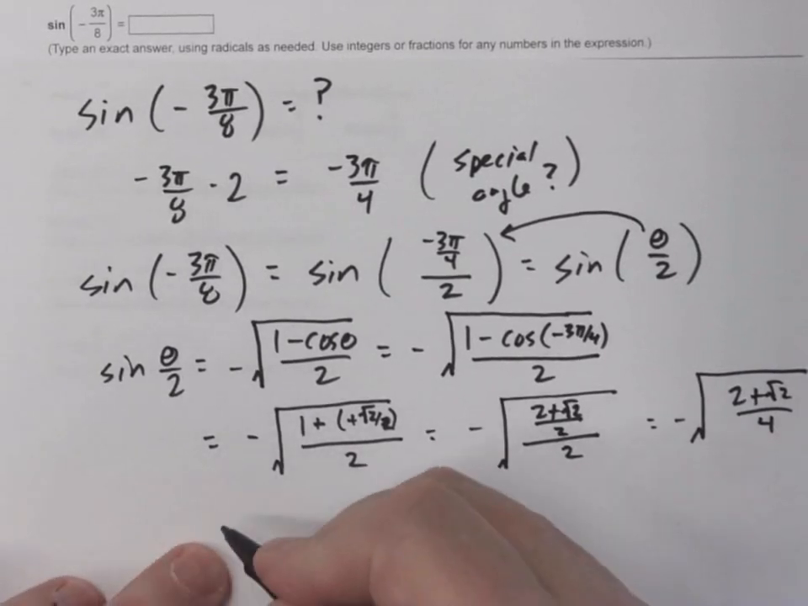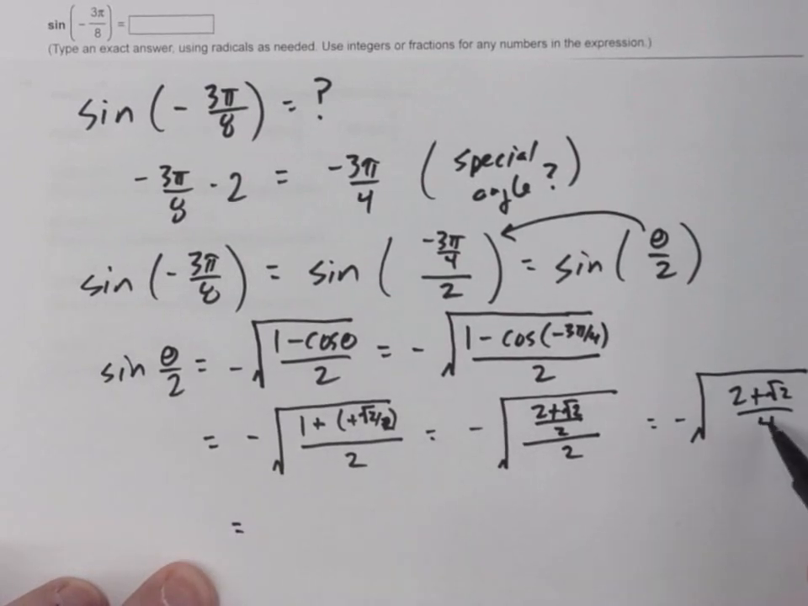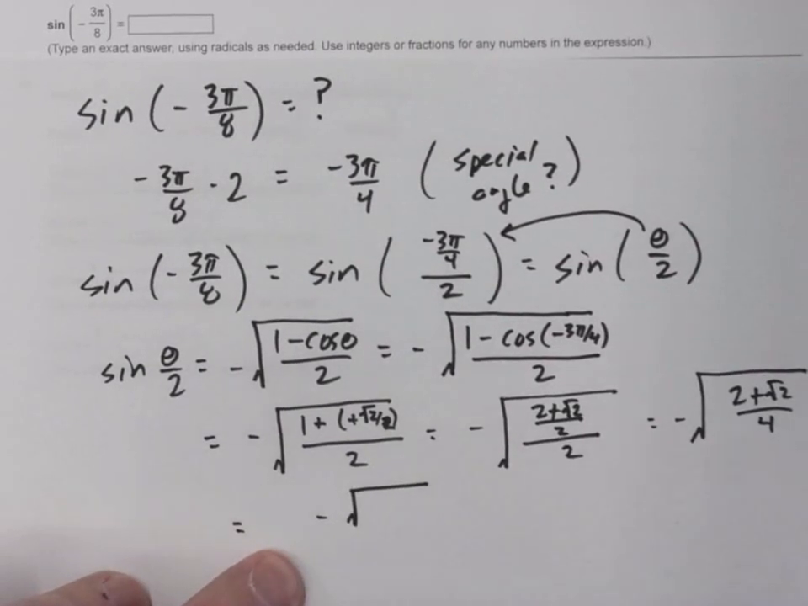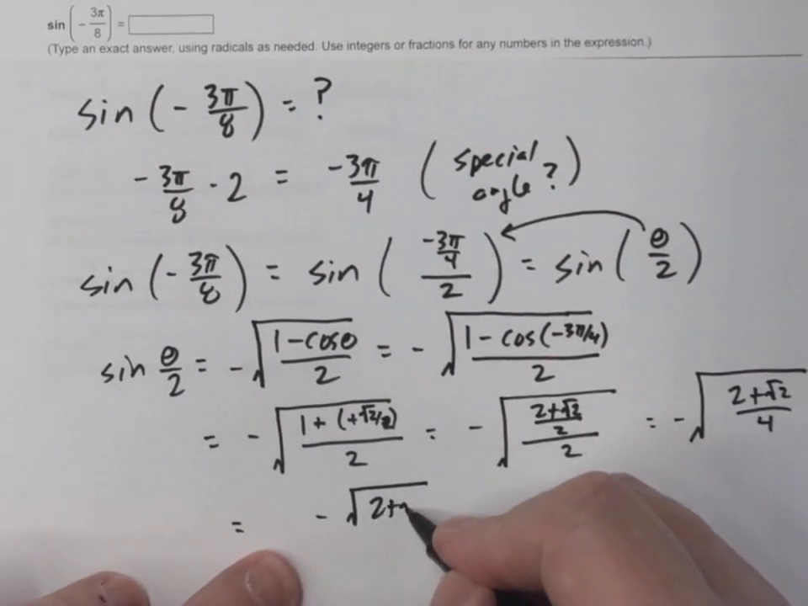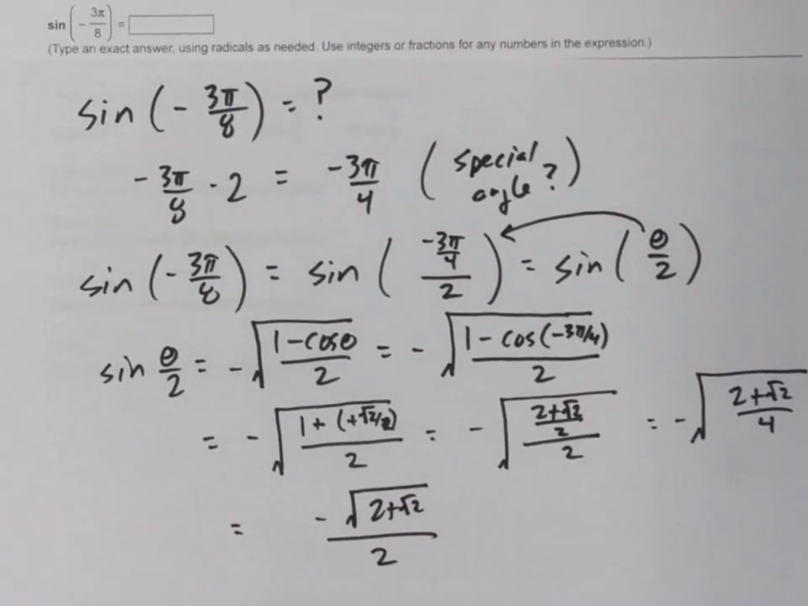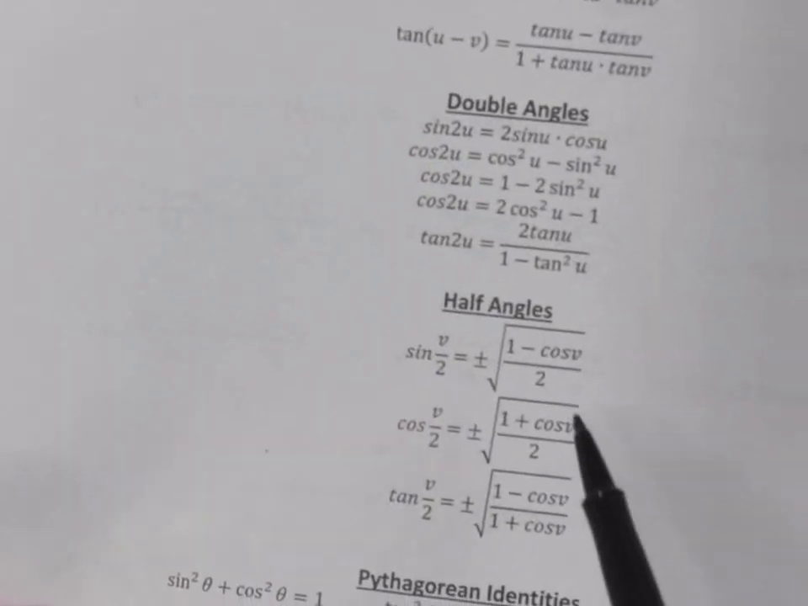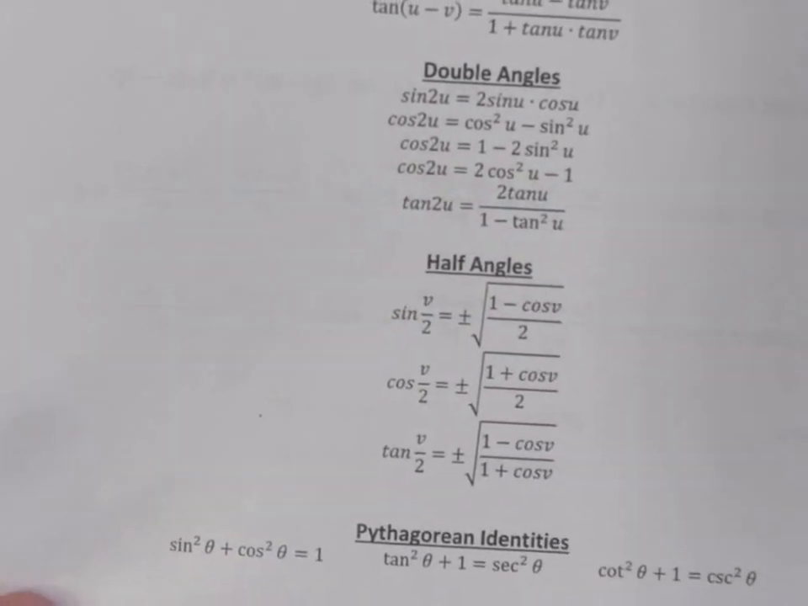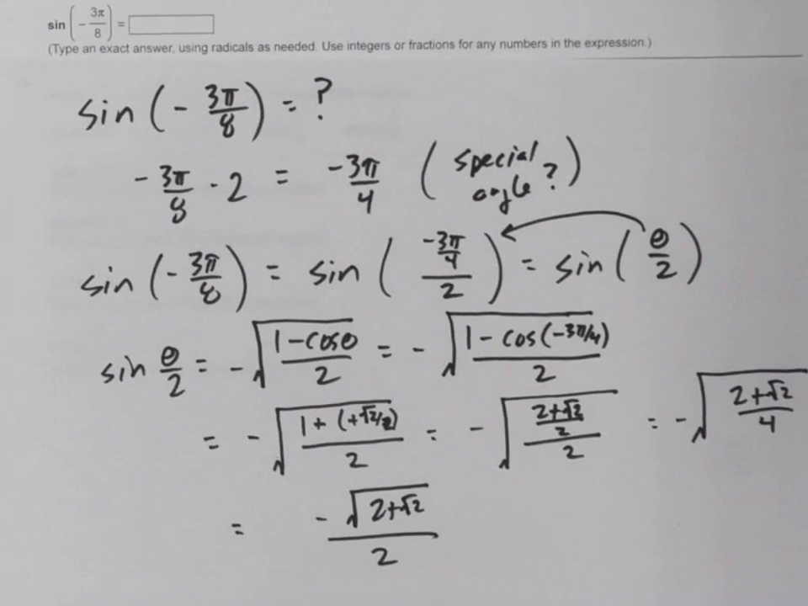So 2 plus square root of 2 over 4. And now the square root of 4 comes out as a 2, and you end up with negative square root of 2 plus square root of 2, over 2. I've said before, with these half angle formulas, you have a square root and inside is a fraction. It can get very messy. But that would be the exact value of the sine of negative 3 pi over 8.